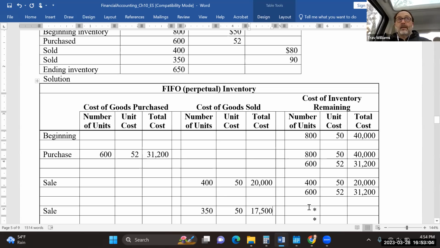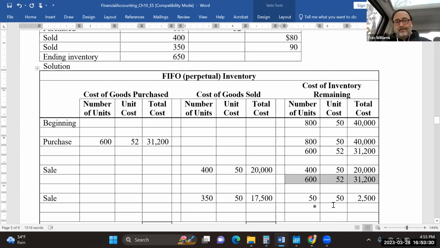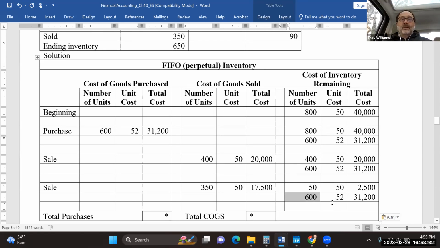So how many units do we have left over in that first lot? Well, there were 400. We sold 350 of them, so we have 50 left over. Again, they're $50 each. So that's $2,500 of inventory costs from that first lot. And we haven't sold anything out of the second lot. So again, we're just going to bring that down. Okay? So resist the temptation to add these lots together, and just remember we have to track each one separately.